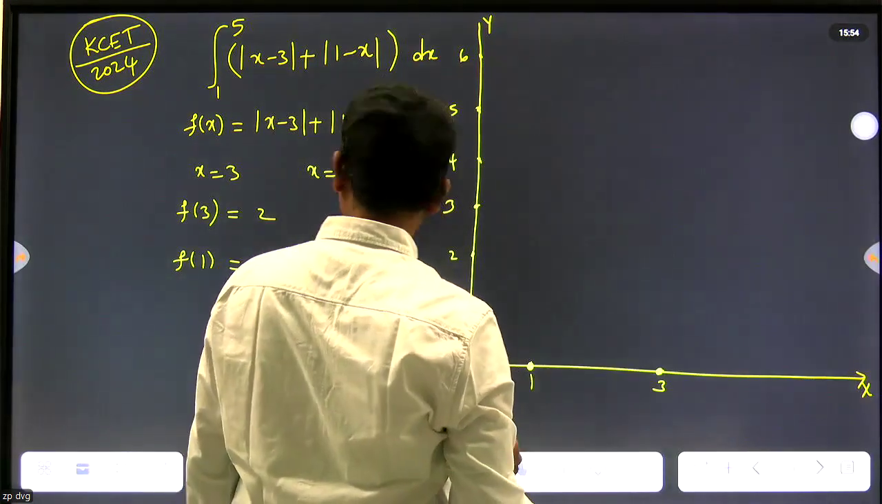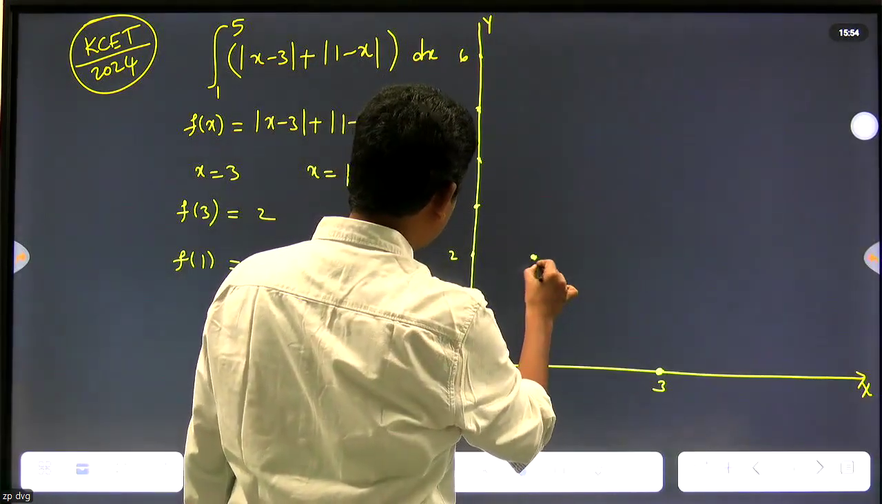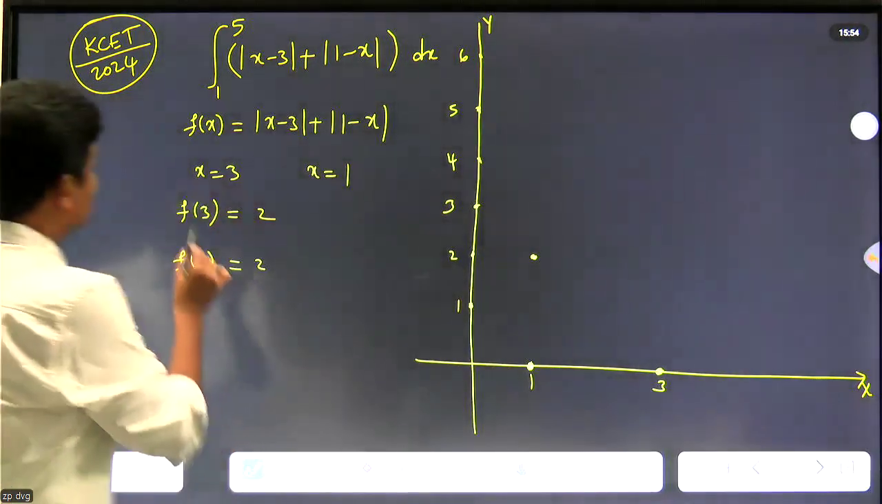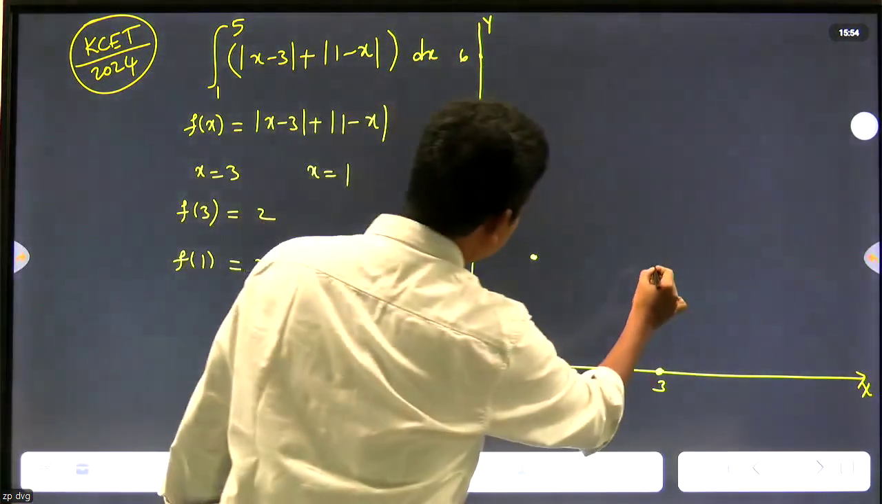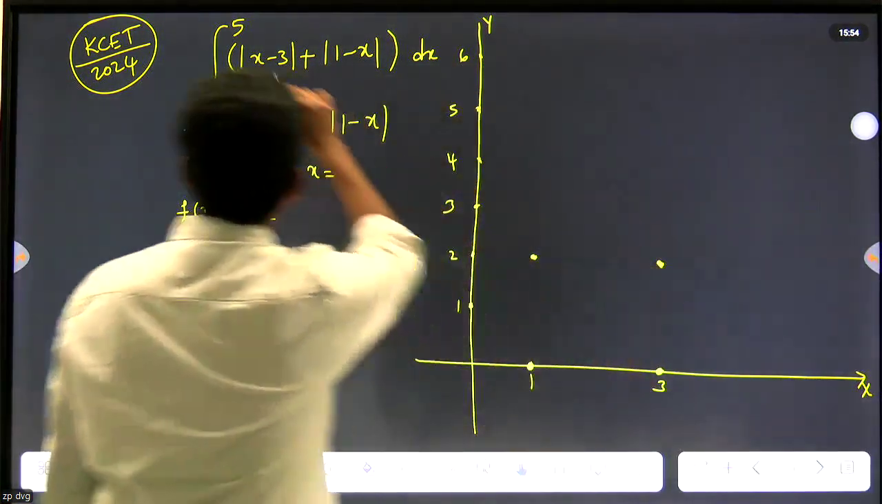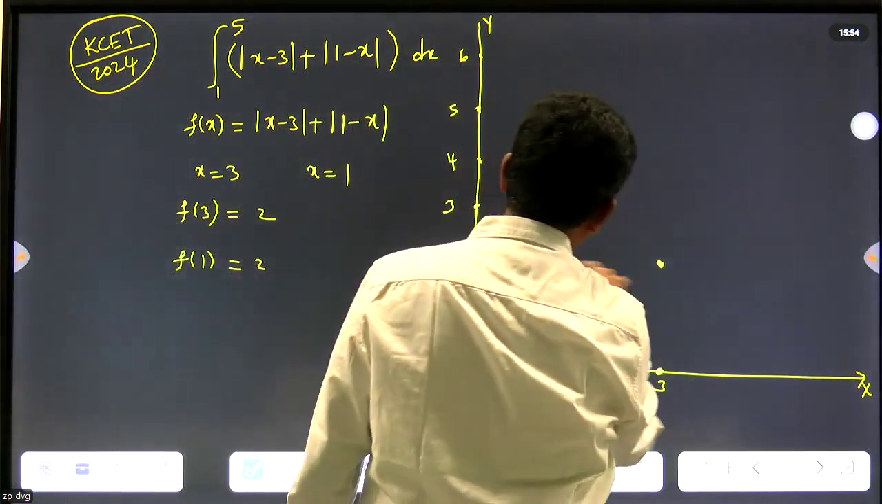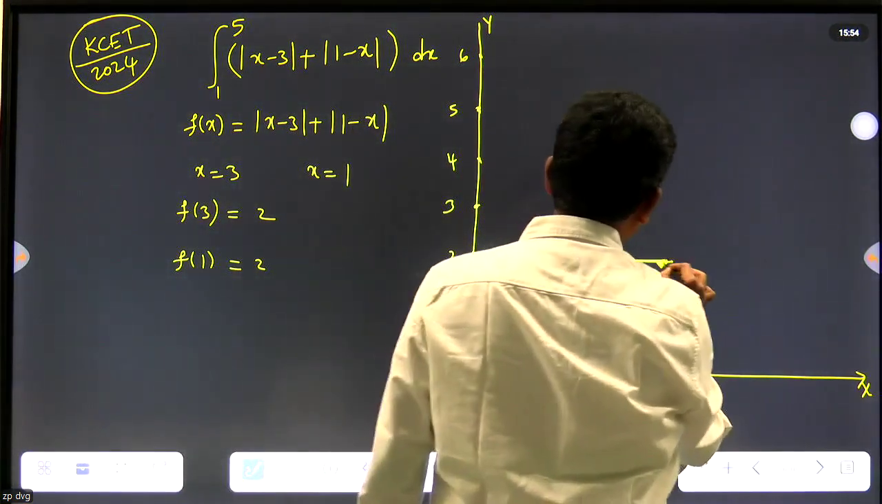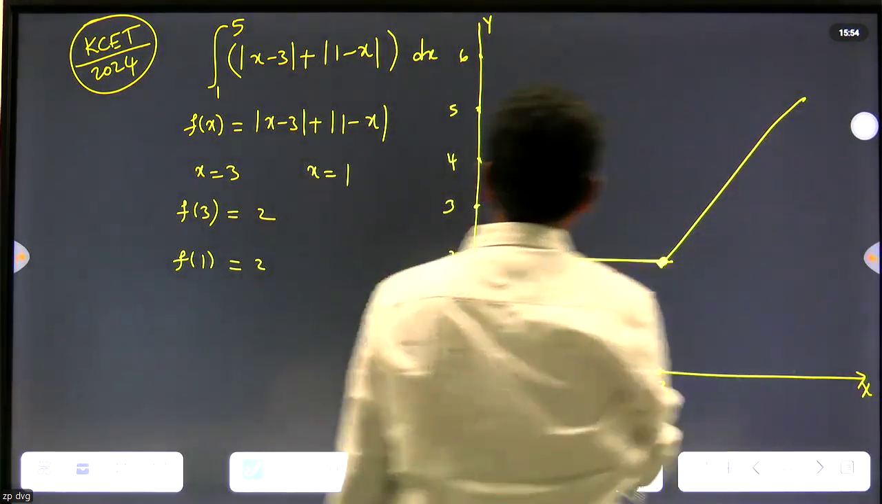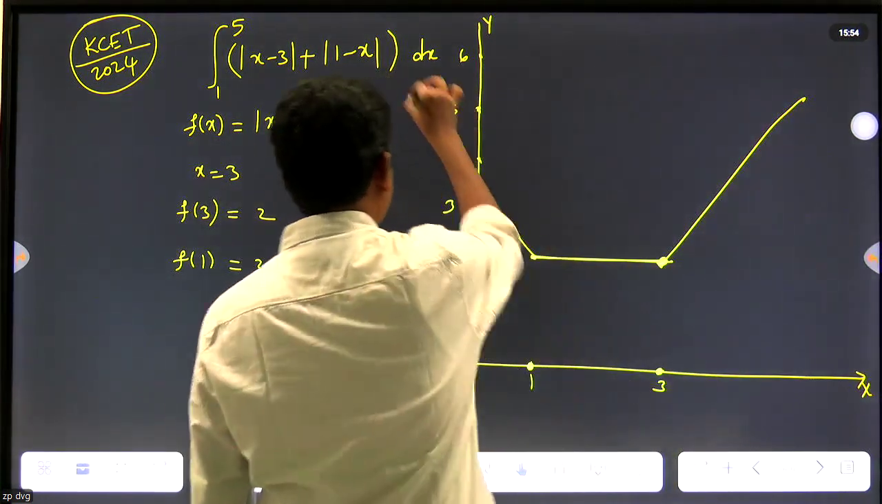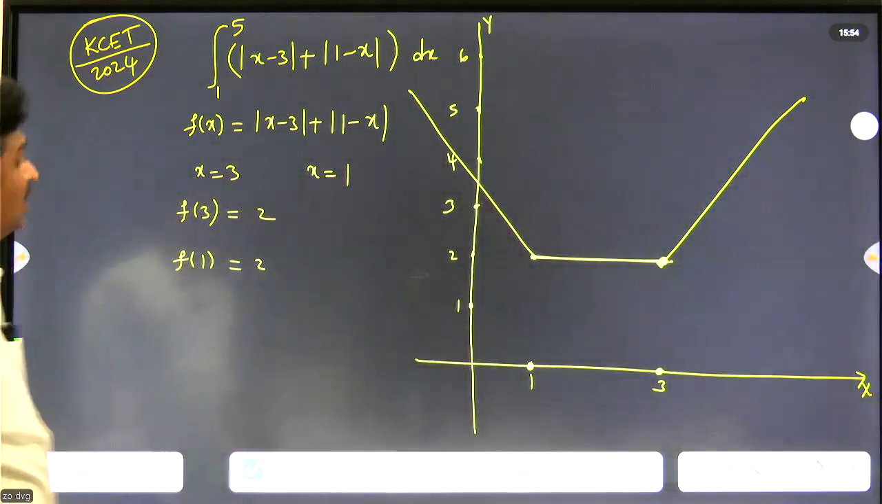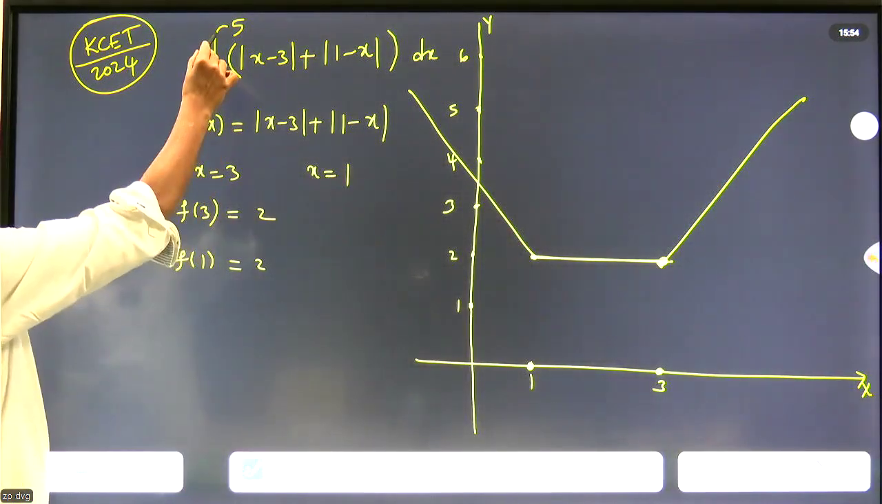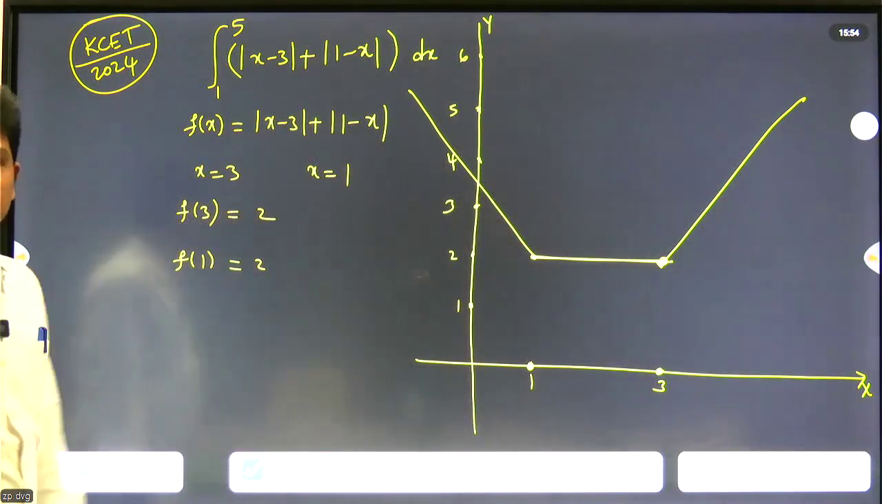So f of 1 is 2, and f of 3 is 2. The graph of this function will come like this. You need to know this. Now, what they are asking in the question is the integral of this function dx from 1 to 5.